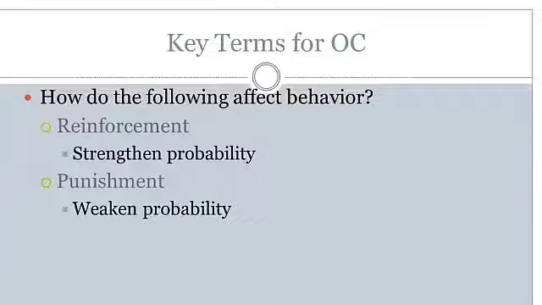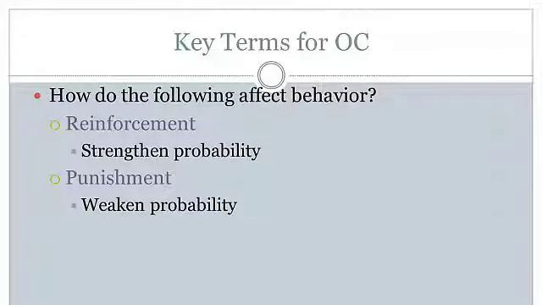So a reinforcement is any outcome, a consequence that strengthens the probability of that behavior. So a reinforcement would increase the response. It would increase that behavior. So you engage in some sort of behavior, and the consequence that you receive makes you increase the amount of times that you will engage in those behaviors again.